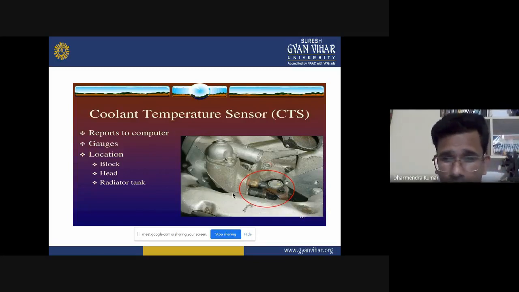Here the location of the CTS is the block, head, and radiator tank. Block here represents the cylinder block or cylinder head, and the radiator tank, because the cylinder is the hottest part. If you're talking about a running engine, then the cylinder is the hottest part in any engine, because combustion takes place at that point, in the cylinder.